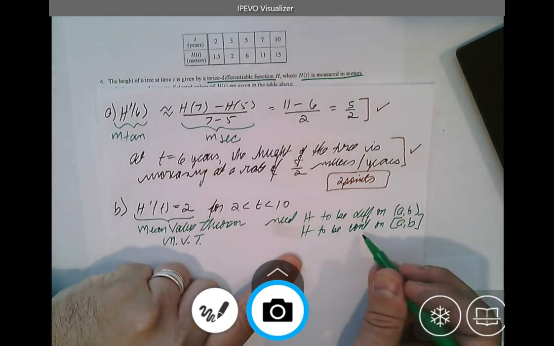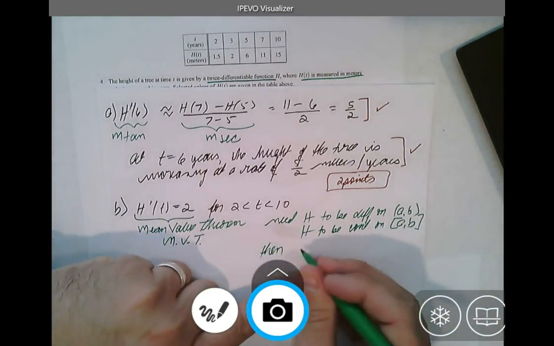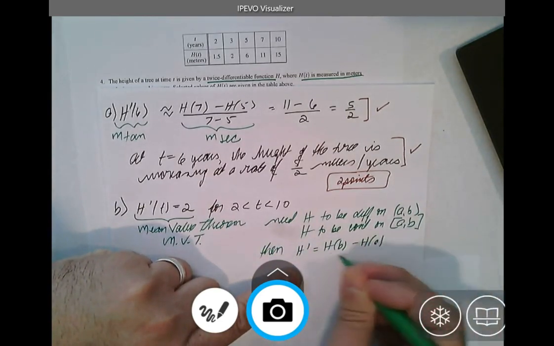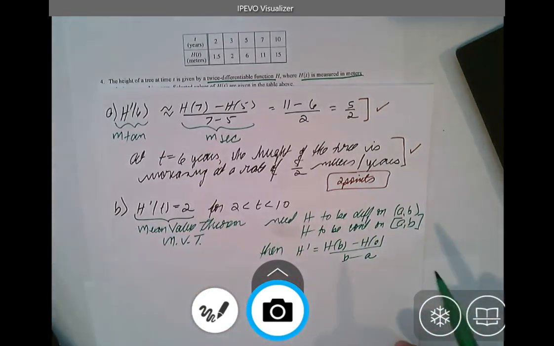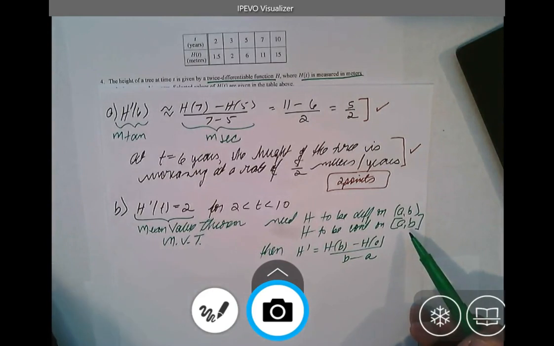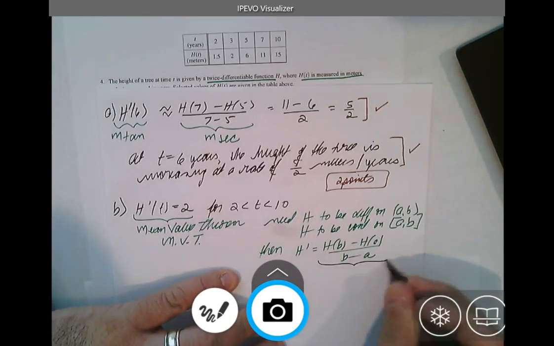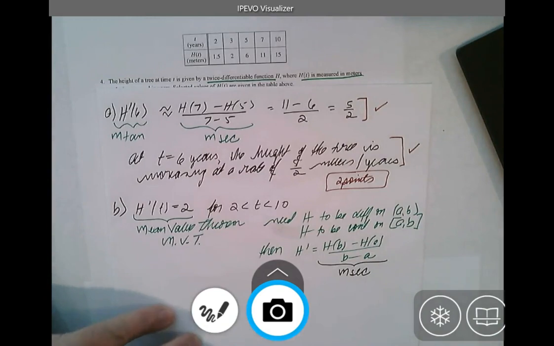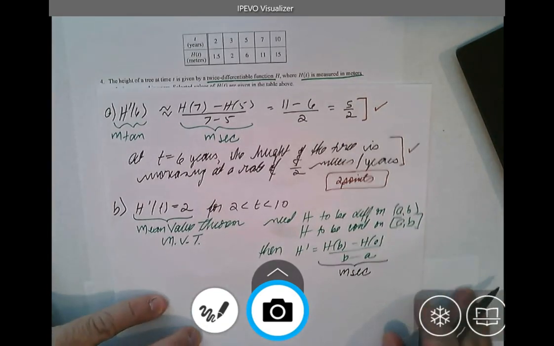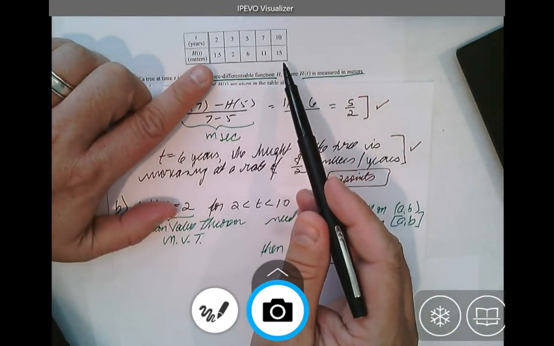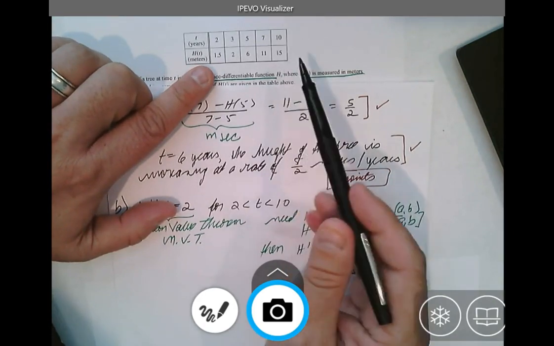And if we have both of those things, then what we know is that h prime is equal to h of b minus h of a over b minus a at some point on this interval. We won't necessarily know where the derivative has this particular value, but that it must have this value. Okay, so what we're looking for is for this slope of the secant line to be equal to 2. What we're going to have to do is look at our table of values to see if the slope of the secant line is equal to 2 anywhere.